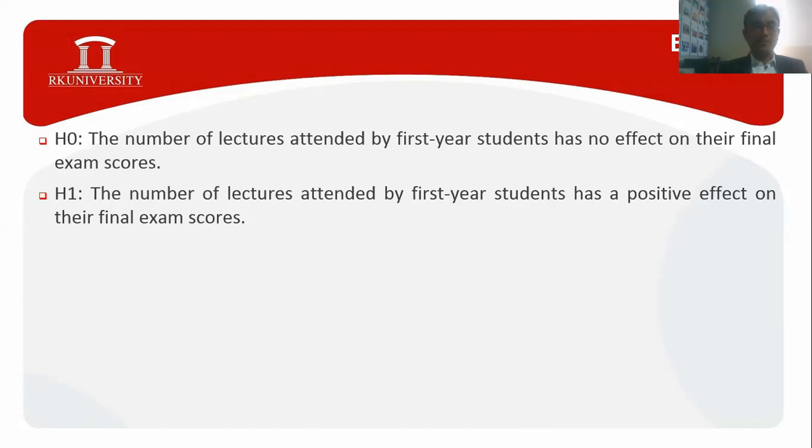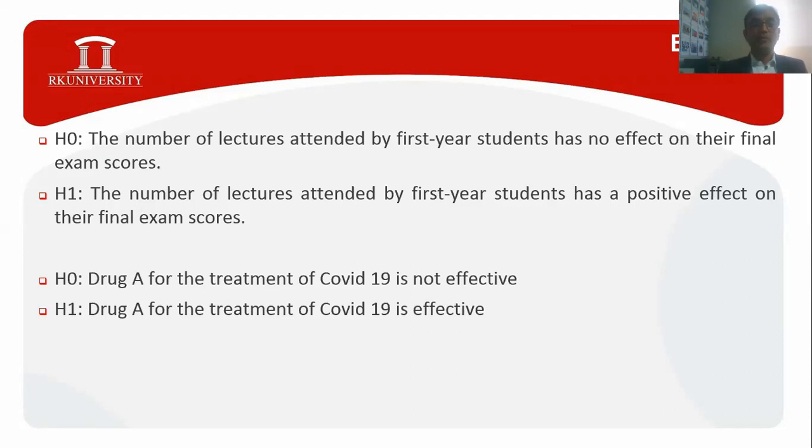Let us take another example. In this COVID situation, suppose I want to prove that the drug I have been proposing, drug A, is effective for the treatment of COVID-19. So the null hypothesis will believe that there is no effect of this new drug on COVID-19. The null hypothesis will be: drug A for the treatment of COVID-19 is not effective. And whatever the researcher wants to prove, that it is effective, will be part of the alternate hypothesis.